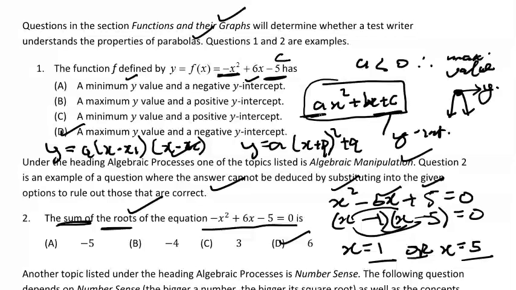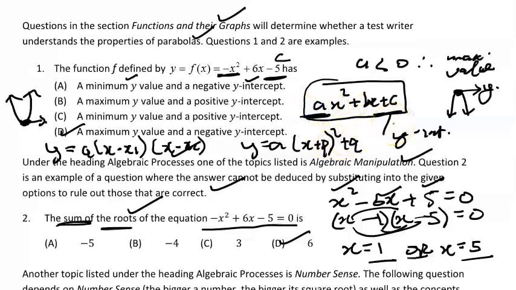If a is positive, you're going to get a minimum value, so your parabola will probably look like that. Minimum y value. Remember, the y value is your minimum or maximum value. The sign of a just tells us whether we are going to have a minimum or maximum value.